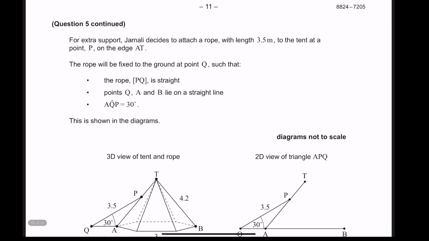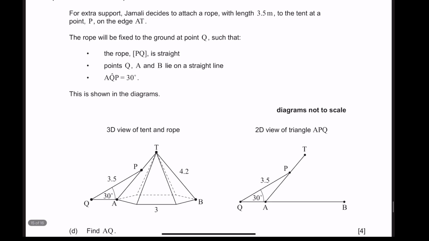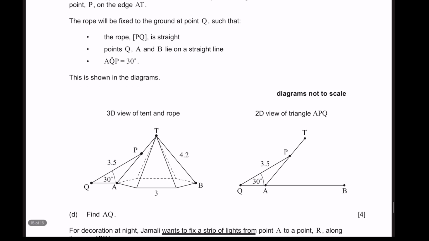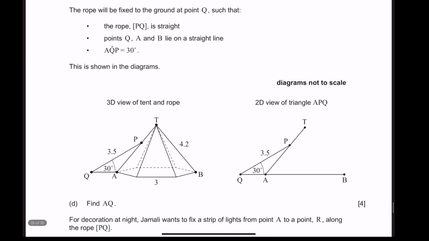For extra support, Jamali decides to attach a rope with length 3.5 meters to the tent at a point P on the edge AD. So at AD, there is a point P where another rope is attached for stability or extra support. So we know that PQ is a straight line. The length of the rope is 3.5. This angle is 30 degrees. So to first find AQ, the length AQ.